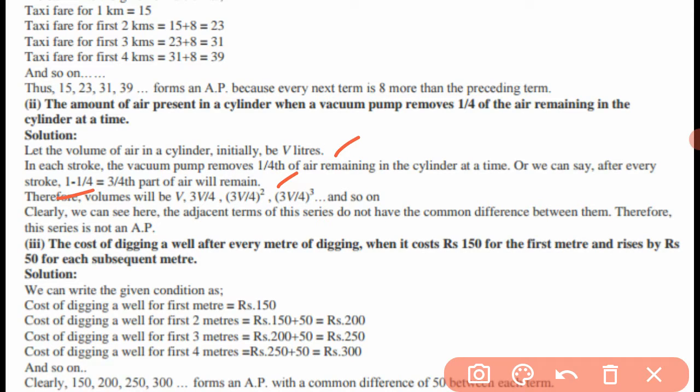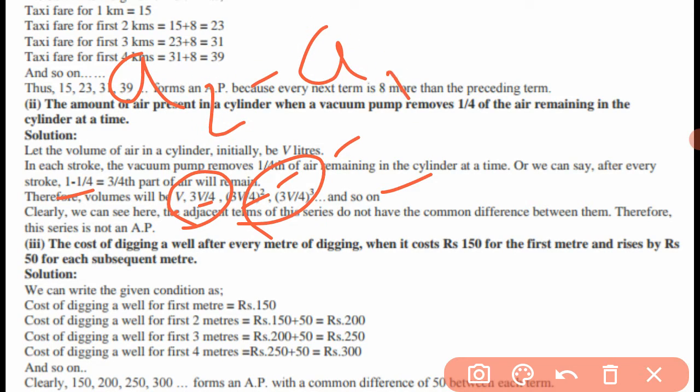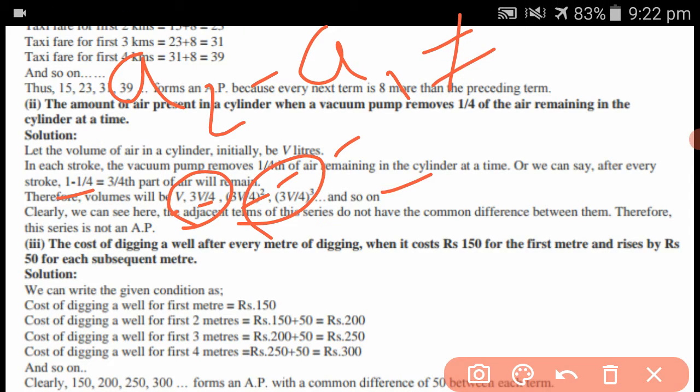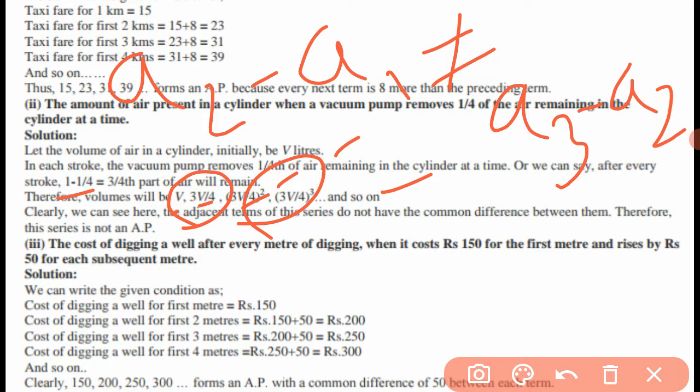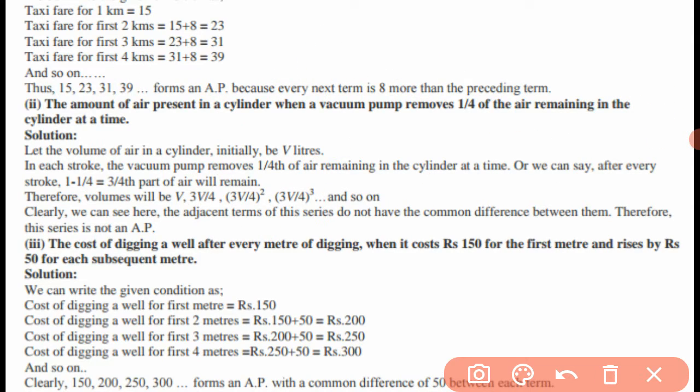So in the first case the volume was V, in the second case it was 3V upon 4, in the third case it will be 3V upon 4 square, and so on. When we subtract here, a2 minus a1 is not equal to a3 minus a2. That's why AP is not followed. So it is not an arithmetic progression.